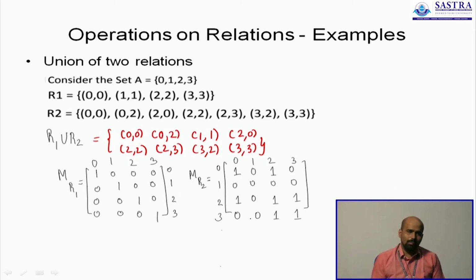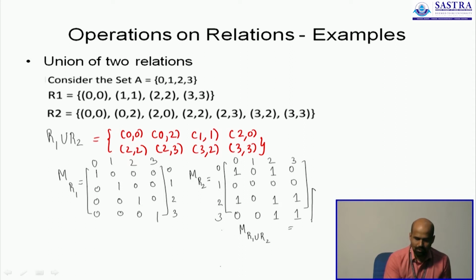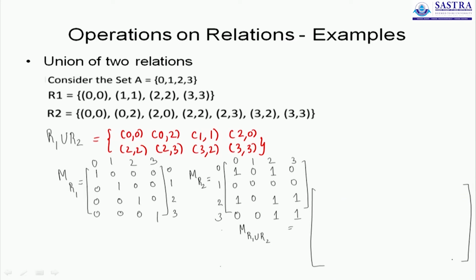Now once you are able to express both these relations in the form of matrices, you can also write down what happens to their union. Now MR1 union R2 is simply going to be an element wise addition, but in the Boolean sense. So we're going to add 1 and 1, which will give you 1. Remember, addition in the Boolean sense will give you 1.